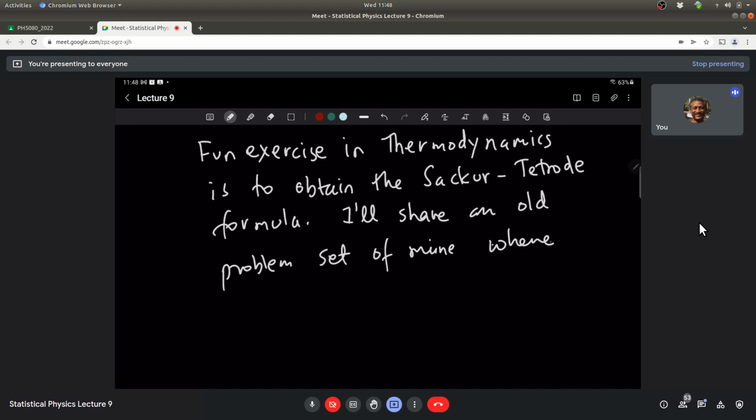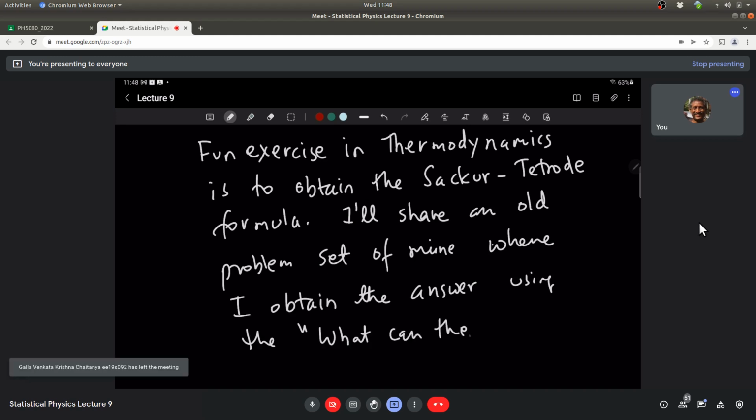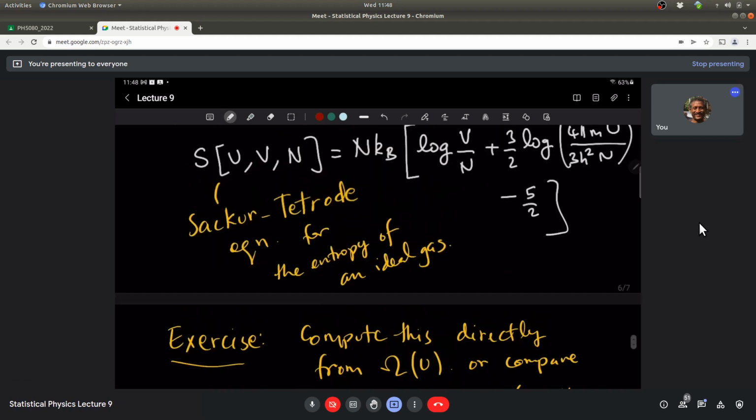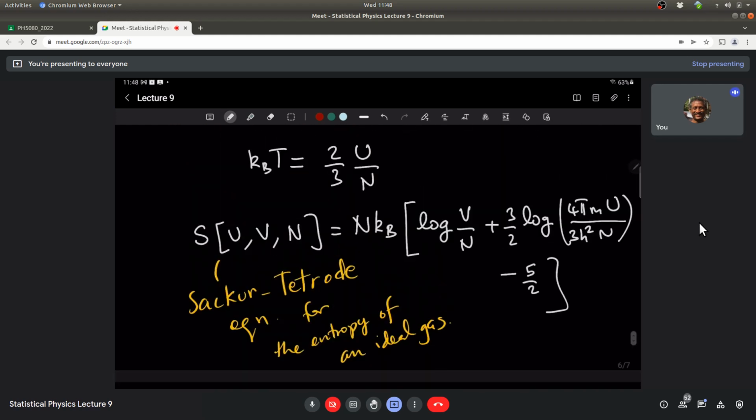where I obtain the answer using what the answer can be. And we'll almost get this thing. There'll be some constant factors which we won't get. But we will get the dependence on V, U, N, etc.